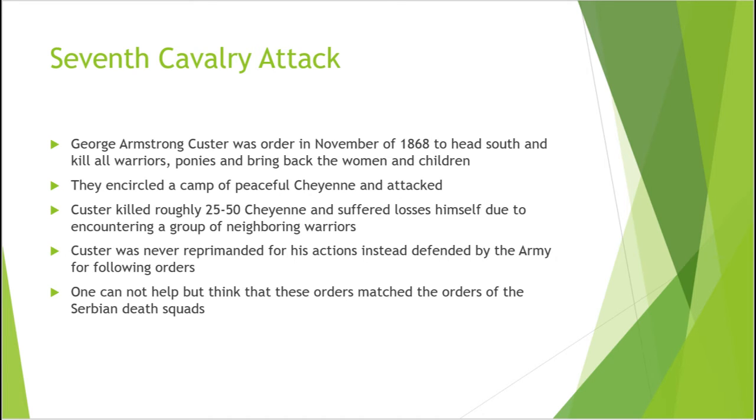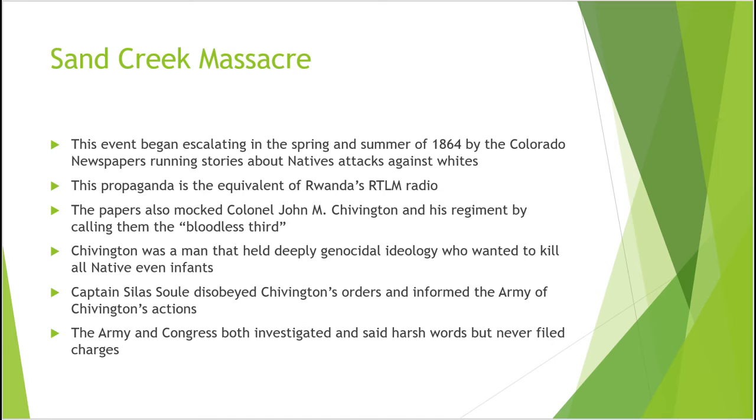The next event I want to discuss is the 7th Cavalry Attack. This was done by George Armstrong Custer in November of 1868. He was ordered to head south and kill all warriors and ponies and bring back the women and children. Instead, he found a peaceful camp of Cheyenne and attacked. I cannot help but think that this is reminiscent of the Serbian death squads in Bosnia.